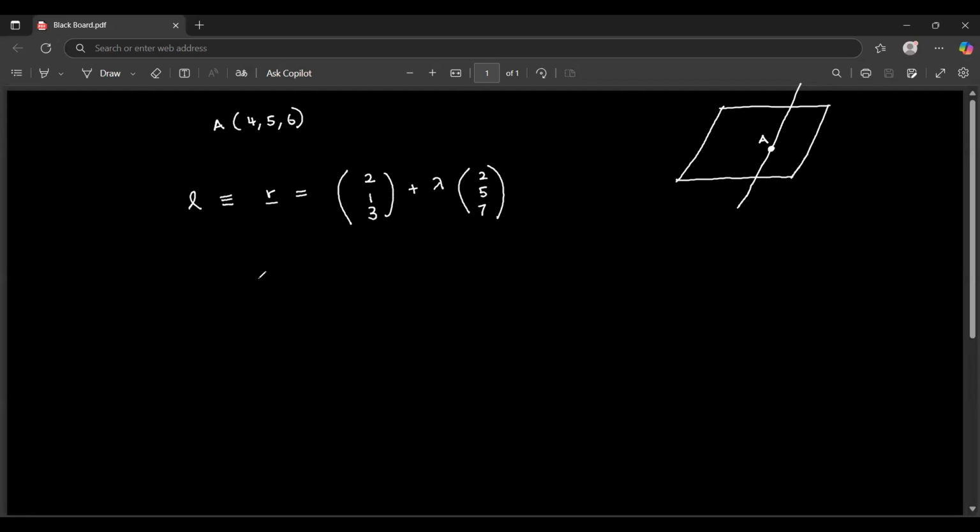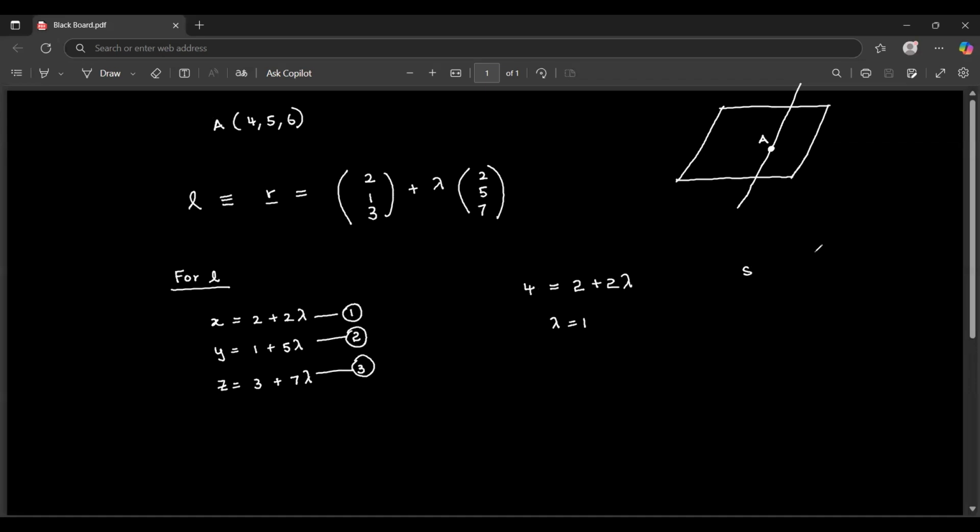So how can we make sure of that? Well, here we will use the parametric equation of the line. For L, the parametric equations are x equals 2 plus 2 lambda, y equals 1 plus 5 lambda, and z equals 3 plus 7 lambda. For A to exist on L, x has to be equal to 4. So 4 equals 2 plus 2 lambda, so lambda equals 1. And we will sub this value into y also, the second equation. So sub lambda equals 1 in 2.